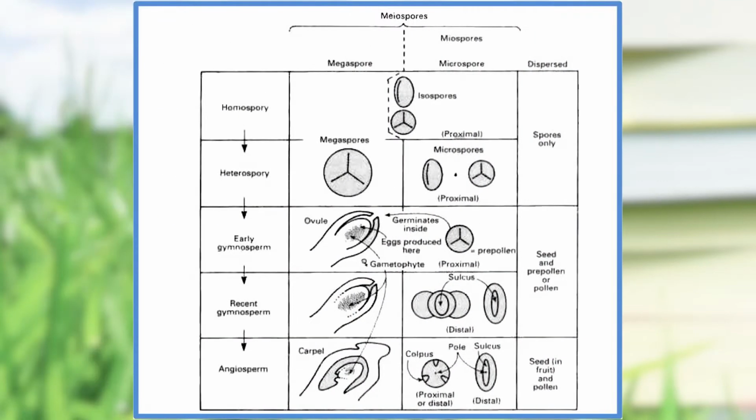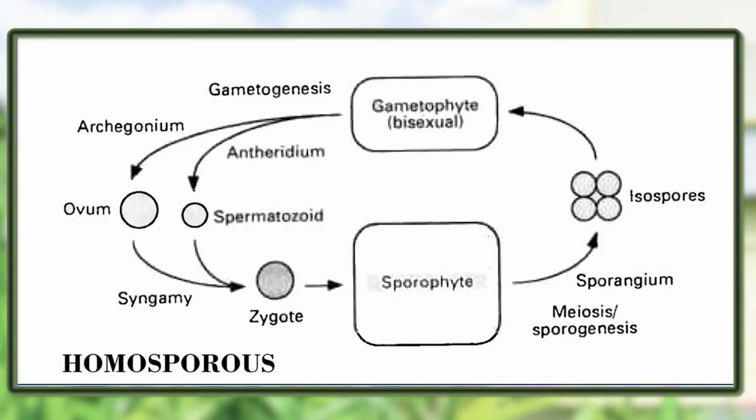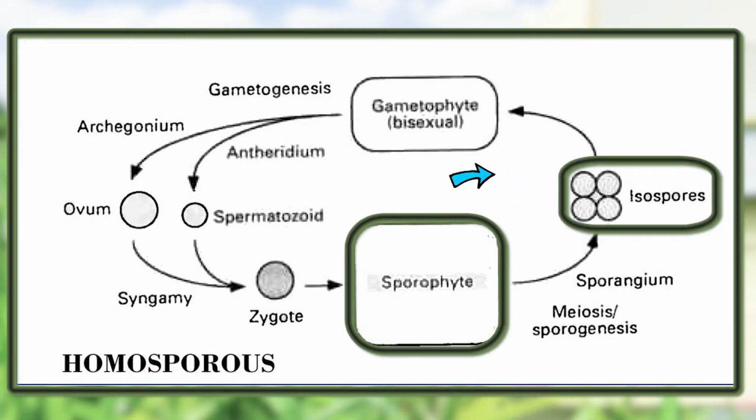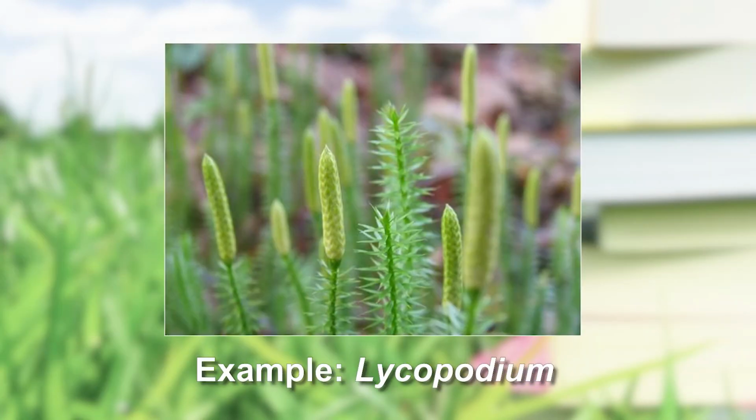So, here we have a figure where we can see how heterospory evolved from the homosporous condition and how we have modern seed plants. Here we see a homosporous life cycle in which the sporophyte is producing isospores. The isospores on germination produce the gametophyte and finally the zygote is produced. An example is Lycopodium.